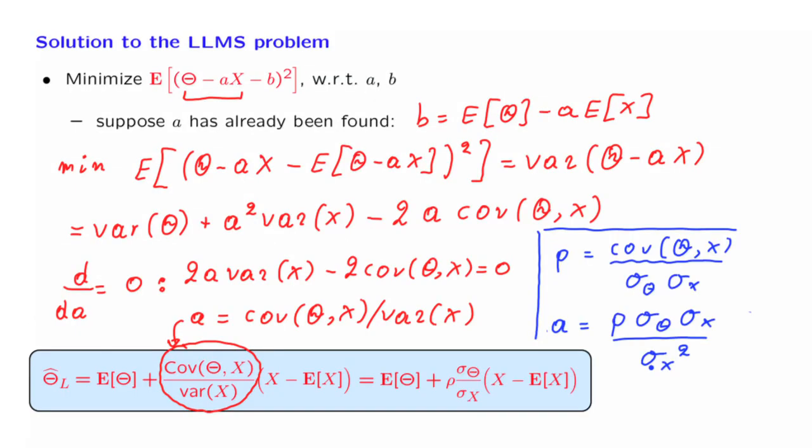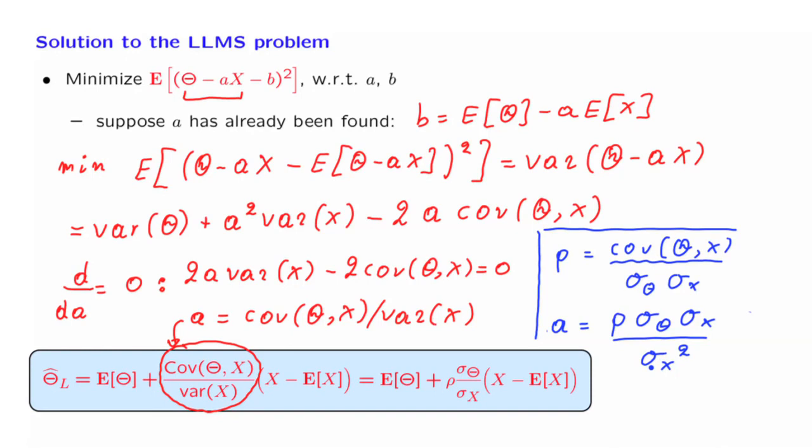We will now develop the solution to the linear least mean squares estimation problem. We want to find coefficients a and b that make this expression, this mean squared error, as small as possible. We will approach this problem by proceeding in two stages. In the first stage, we assume that the choice of a has already been found and concentrate on the question of choosing b. Now, if a has been found and has been fixed to a specific number, then this quantity here is a specific random variable.